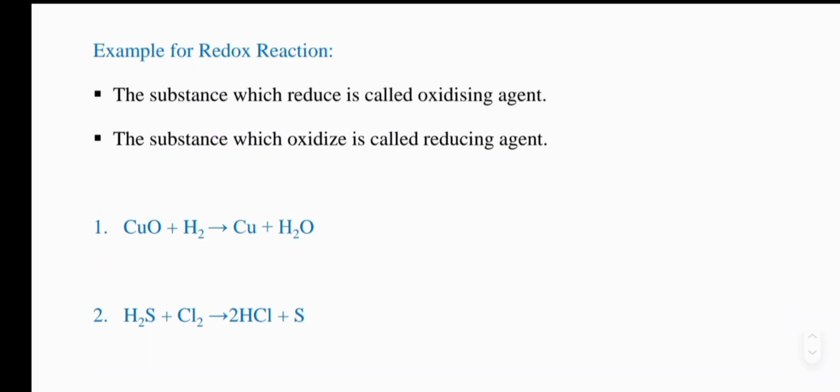Examples for redox reaction. Before we discuss examples of redox reaction, we have to know what oxidizing agent and reducing agent are. The substance which is reduced is called the oxidizing agent. The substance which is oxidized is called the reducing agent.